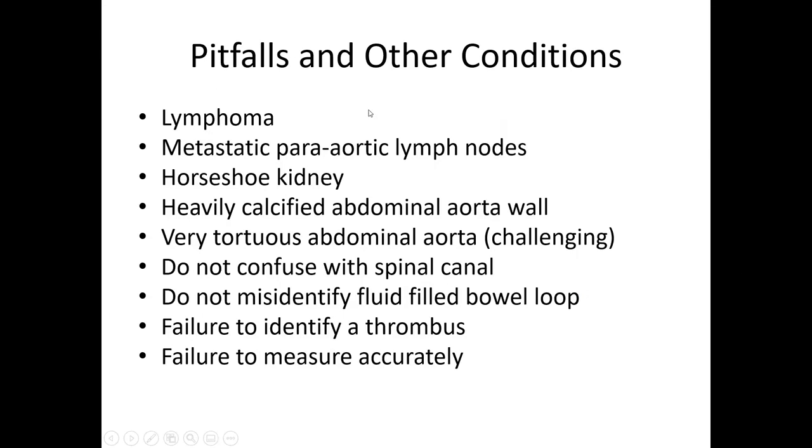Other things to consider: lymphoma could be there, para-aortic lymph nodes, horseshoe kidney, as I just mentioned, and a tortuous abdominal aorta to be aware of, and failure to identify thrombus and then failure to measure correctly.